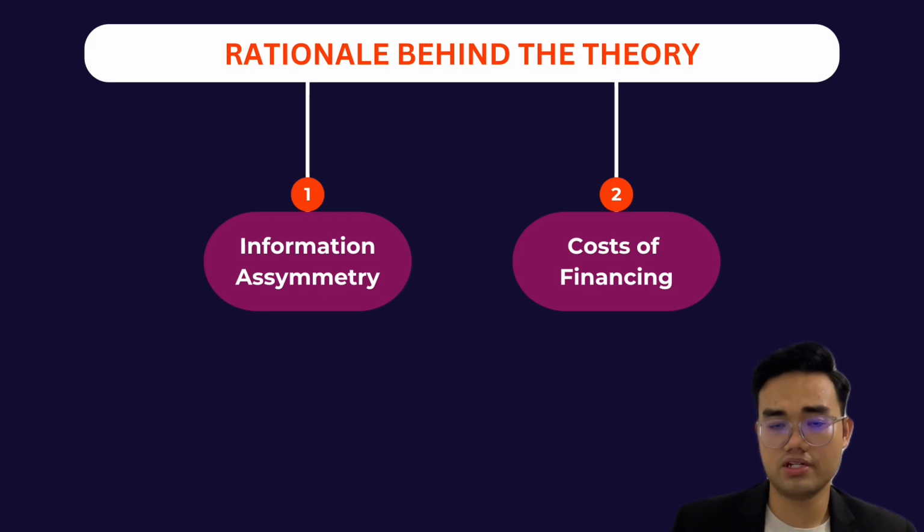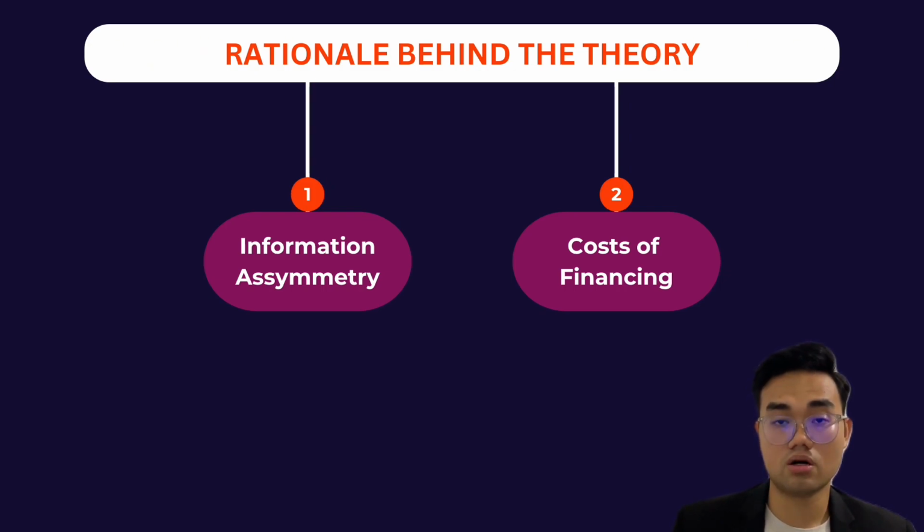So, what is the rationale behind this theory? In terms of information asymmetry, managers generally have better information about the firm's value and future prospects than outside investors. This information asymmetry makes external financing more costly. Internal funds are preferred because they do not require firms to reveal information that could adversely affect their market valuation.